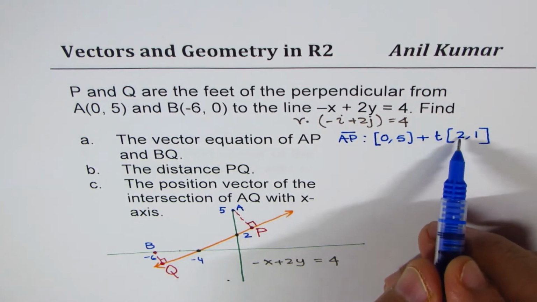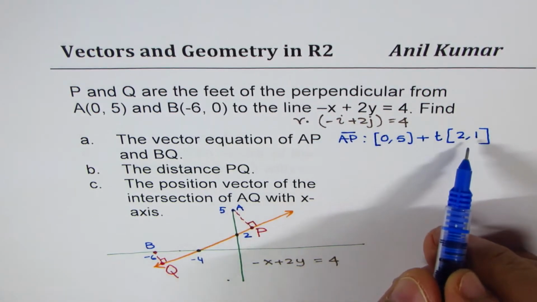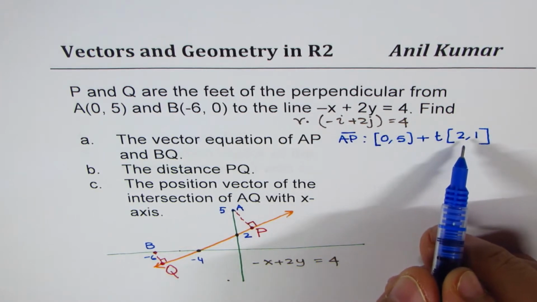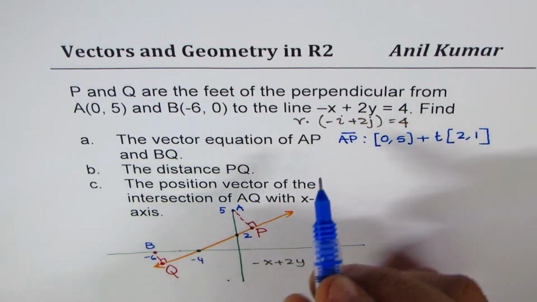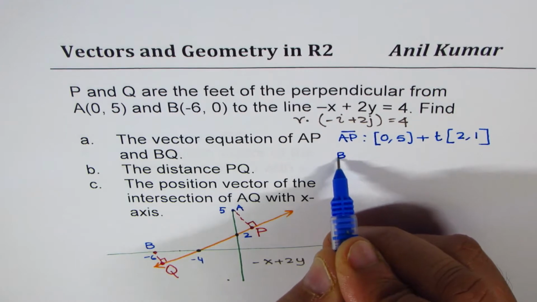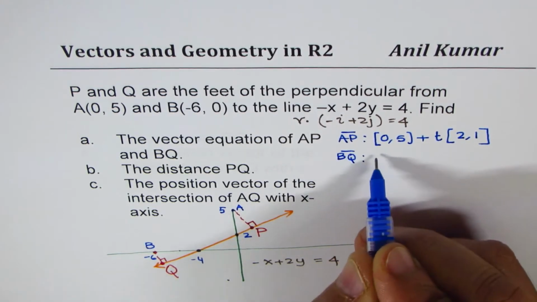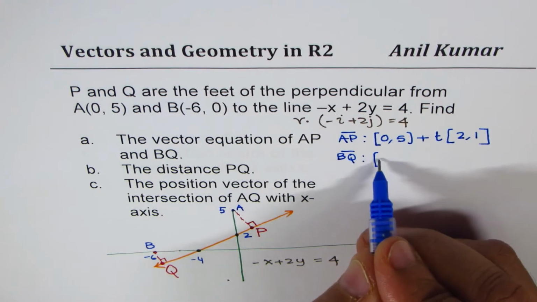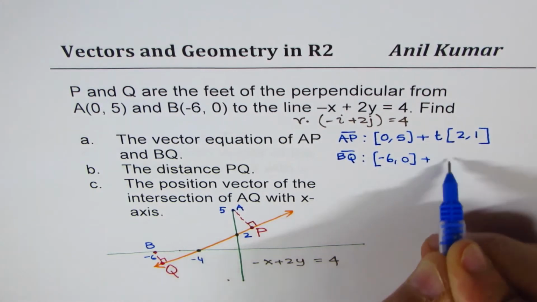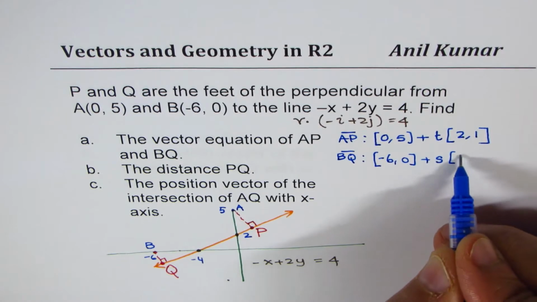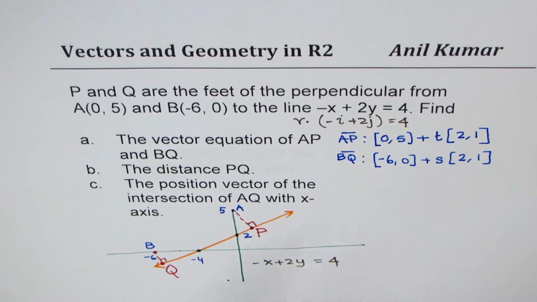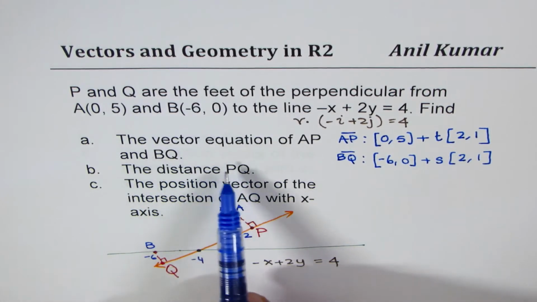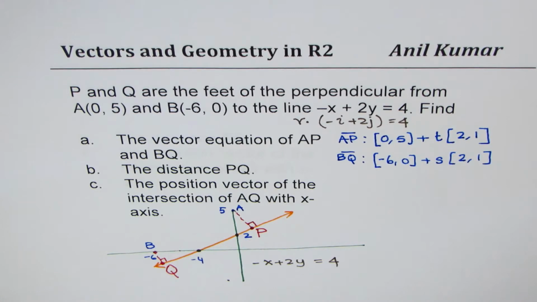If you do the dot product of (2, 1) and (-1, 2), you're going to get 0. That means these two are perpendicular, orthogonal. So that serves the purpose. Similarly, for BQ, we can write the vector equation as the point B, (-6, 0), plus some other parameter, let's say s, times the direction (2, 1). So we got the vector equations.